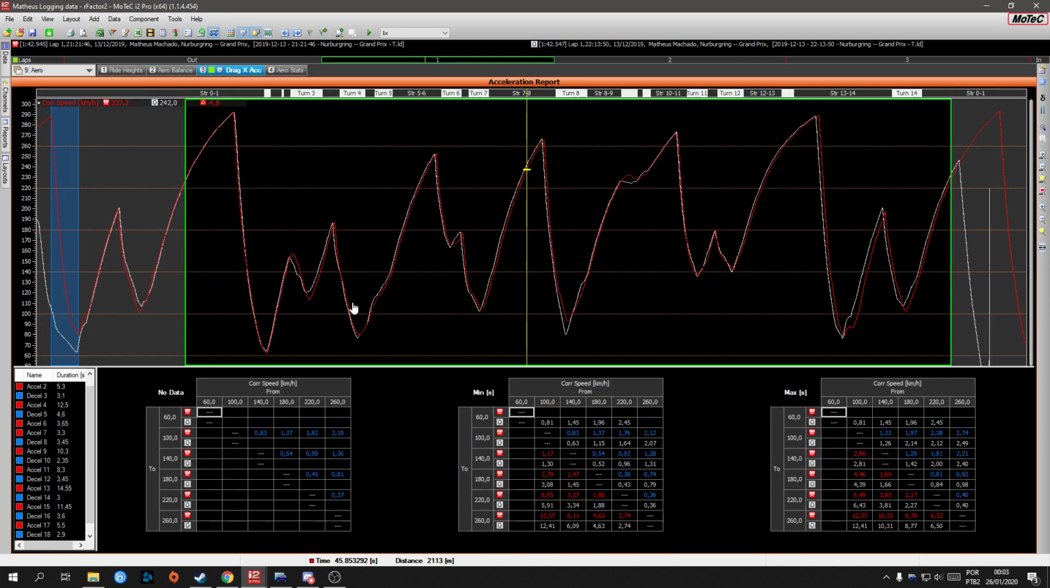And here I analyze drag. It's generated by Motec automatically, so it compares accelerations from certain speeds to other certain speeds with the different setups used. So that's a good way to measure how much drag you have in the car, because it's basically going to affect your straight line speed and accelerations.